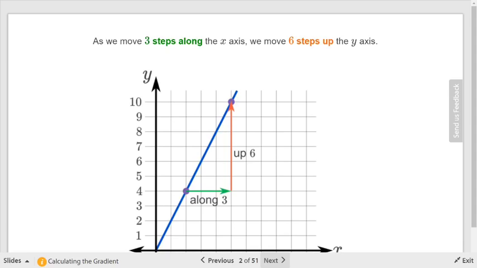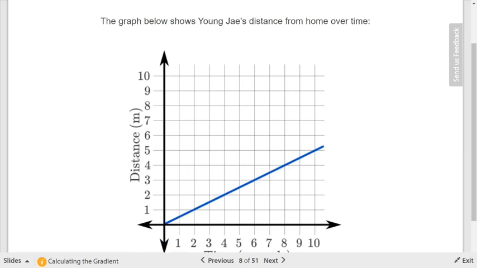So then they start doing it as rise over run. They start introducing that idea, but we've done that. So let's look at this particular graph. Now, they're asking us to find the slope, which we're going to do by counting the rise over run. But what's different this time?